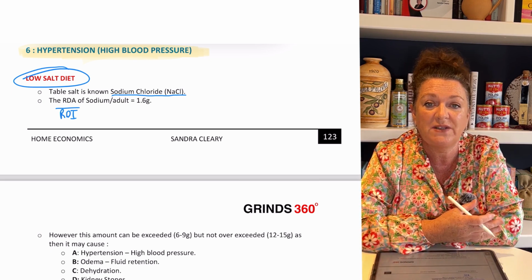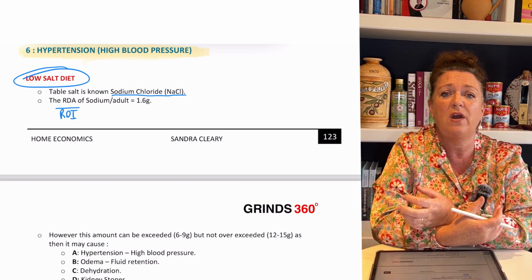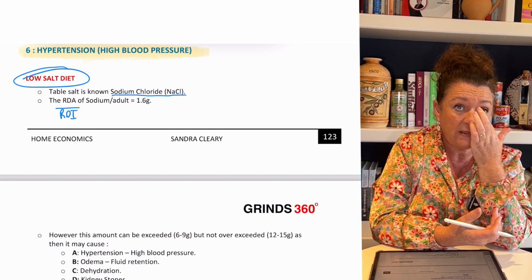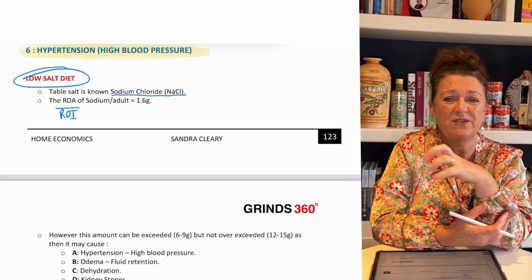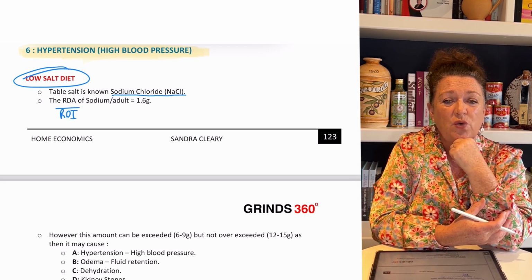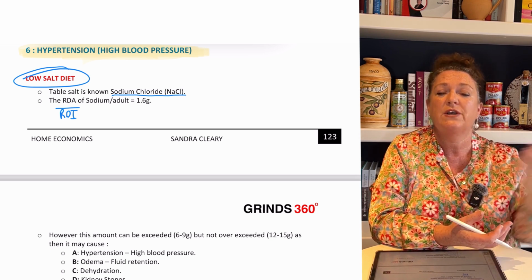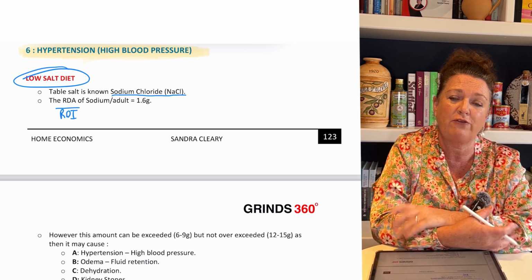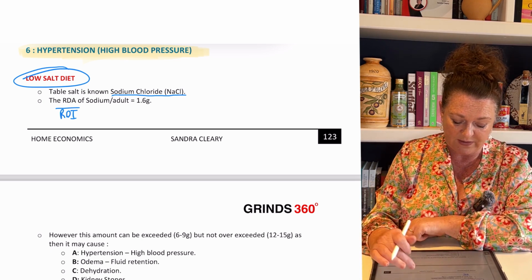Then we've got processed food. And food that is very processed or highly processed tends to lack flavour because of the processing method. So as a consequence, the food manufacturers put in salt to try and replace the lovely flavour that has been taken out of the food during the processing.